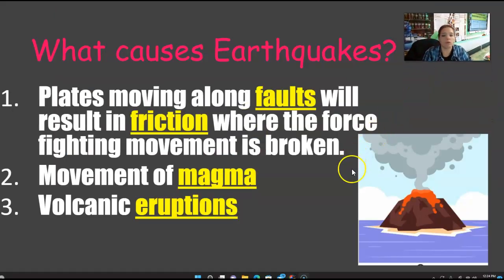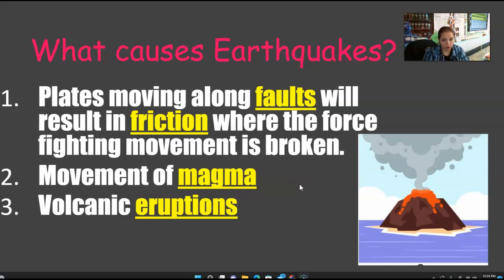All right, so what causes earthquakes? We've got a couple things that cause earthquakes. First, movement along the faults. That results in friction, which is the force fighting the movement, and it is broken. So if one side's pushing this way, the other side's pushing this way, eventually it's going to snap. And when it snaps, that force is broken. It's released. All that energy is released. It's got to go somewhere. It causes earthquakes.